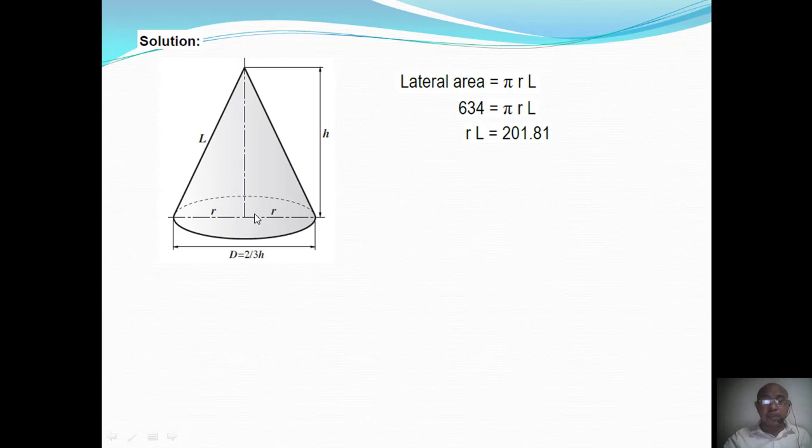Also in the figure, we can use Pythagorean theorem. By the way, d is 2/3 of the height. So if d is 2/3 of the height and d is equal to 2r, twice the radius, so the height is 3 times r. So if we can solve for r, multiply it by 3, then we can solve the requirement, the altitude of the cone.